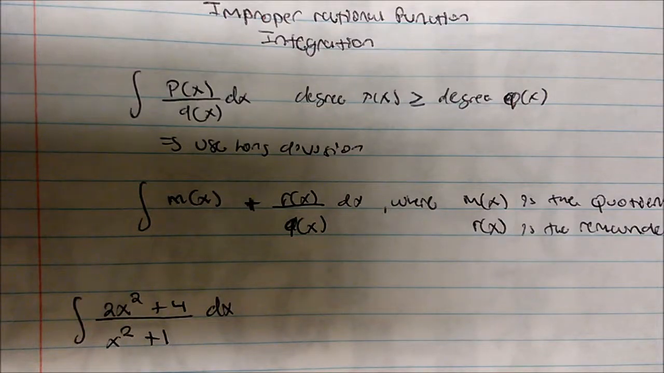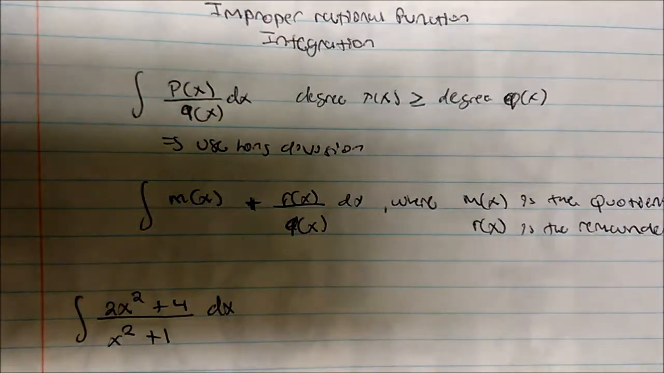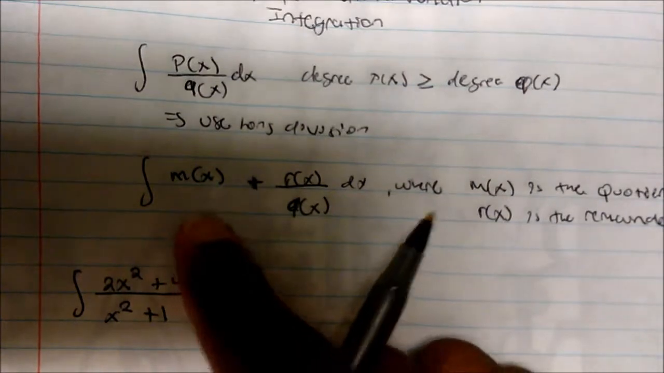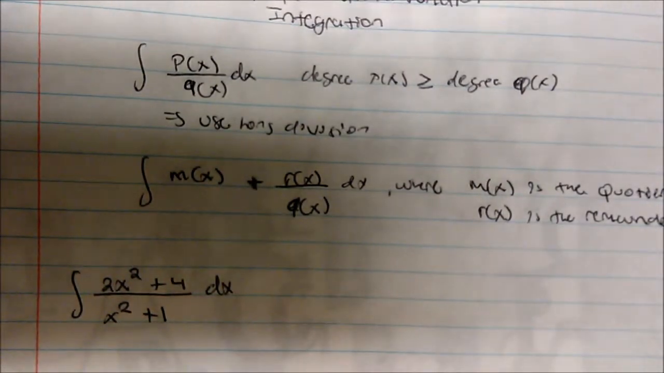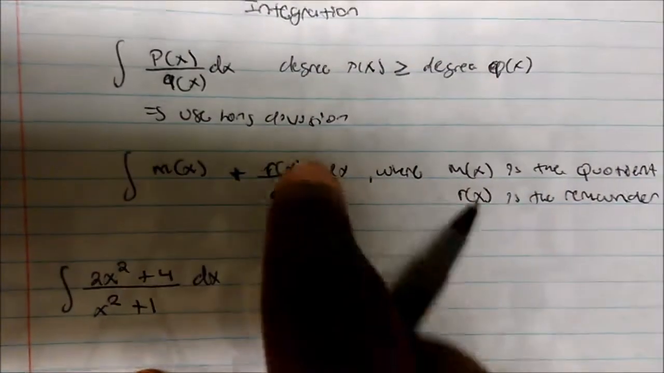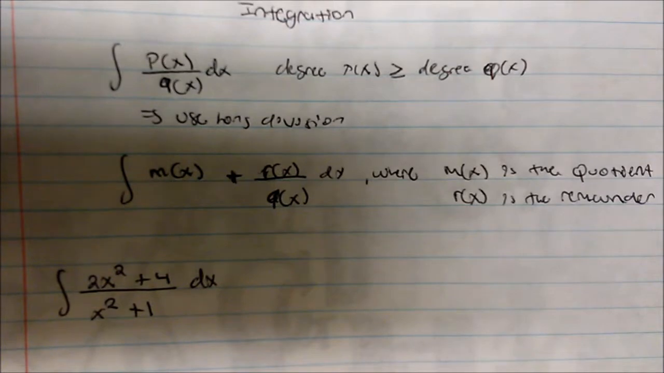Today, we're going to talk about improper rational function integration. The idea is that we have some sort of p of x over q of x, where if the degree of the numerator is greater than or equal to the degree of the denominator, then we have to use long division to solve it. We put it in this form where we have m of x plus r of x divided by q of x. What does that mean? Well, r of x is a remainder and q of x is simply the quotient. Okay, and so that's the general gist.